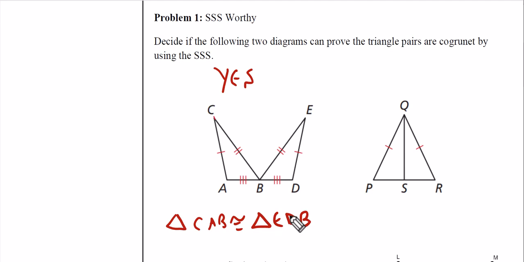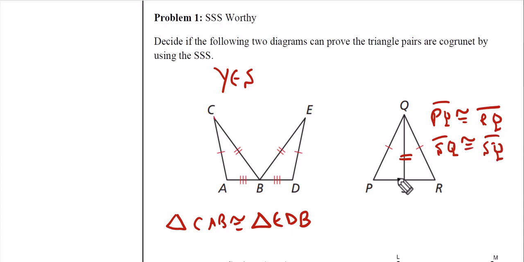If we look at this second one, I do have this pair of sides is congruent. And by the reflexive property, I could do this because they share the same side. So for example, I have that PQ is congruent to RQ. That was given to us. And I can also say that SQ is congruent to SQ because of the reflexive property. But how do I prove that PS is congruent to RS?